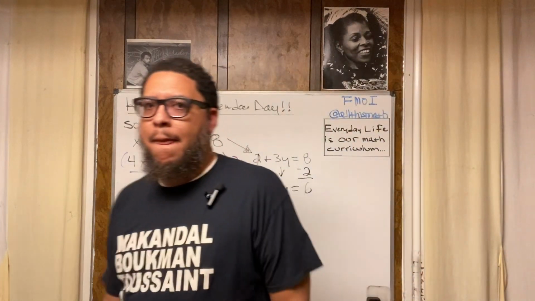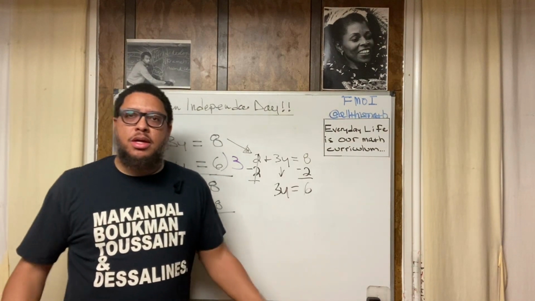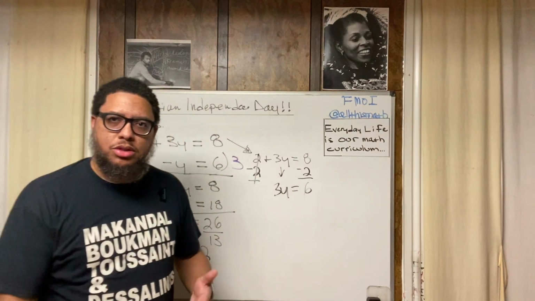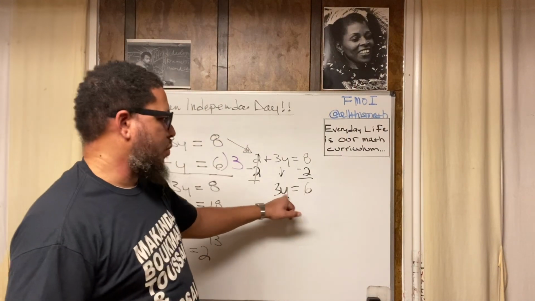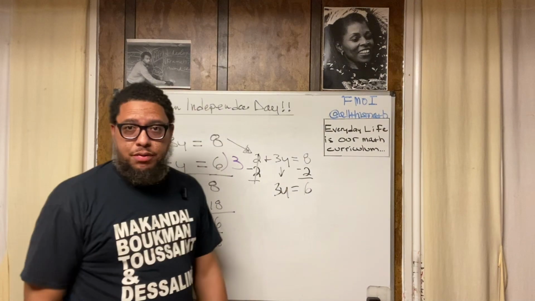No fractions. And I like fractions. A lot of people don't like fractions. I like fractions, but fractions do get in the way sometimes because they require more work in order to handle and do computation with. So now I got 3y equals 6. Now I'm trying to get y by itself, so I got to get rid of that 3. How do you get rid of the 3?